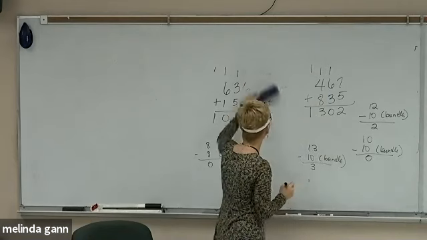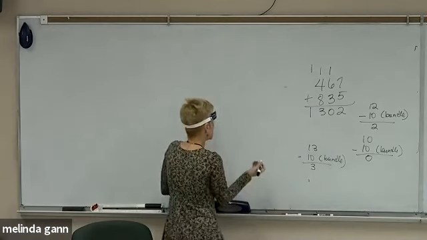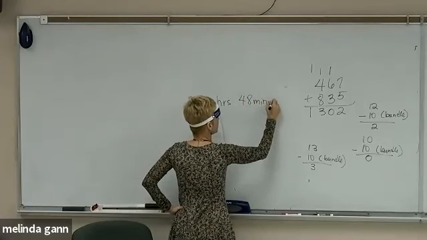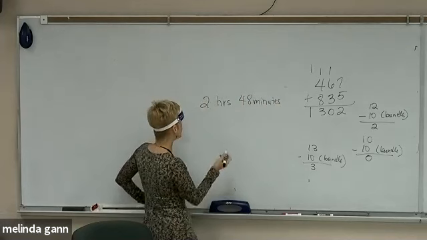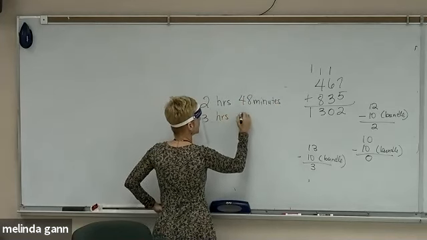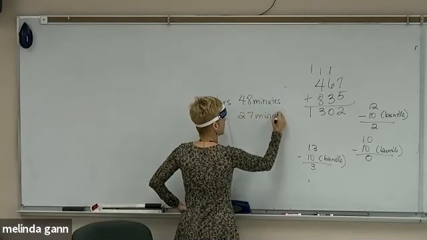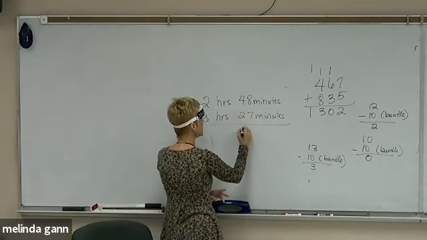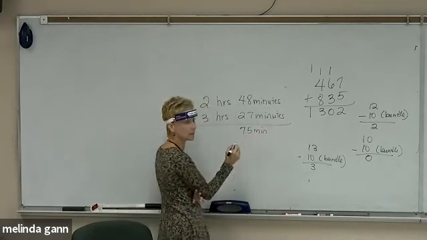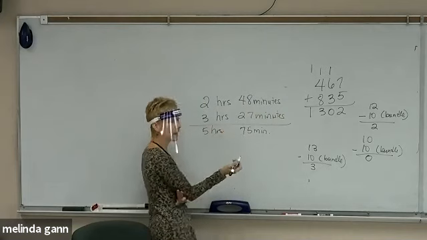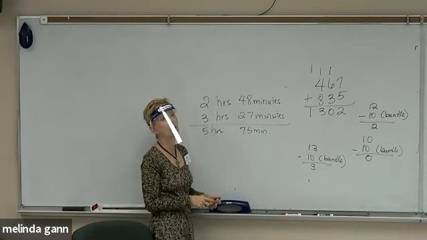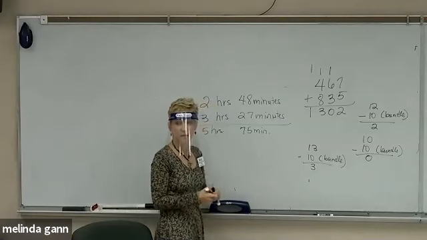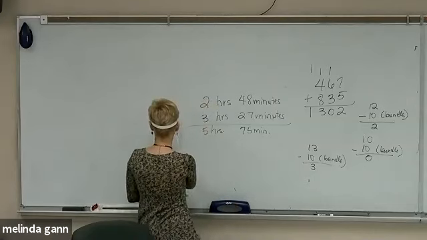Because if you teach it that way, look what happens. Something took you 2 hours and 48 minutes. Another job took you 3 hours and 27 minutes. And I want to know, how long did the whole thing take? Well, it took you 75 minutes, right? And 5 hours. Are you going to leave it like that? No, you're going to make a bundle. How many is in your bundle when you're doing minutes and hours? 60. So I'm going to go over here and have 75.